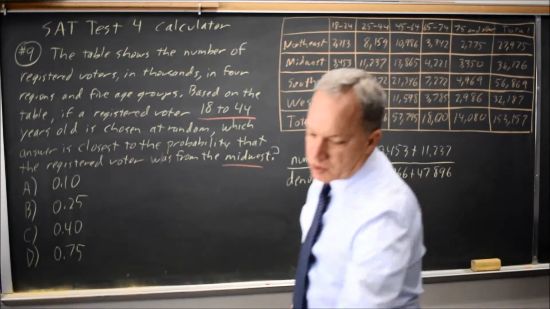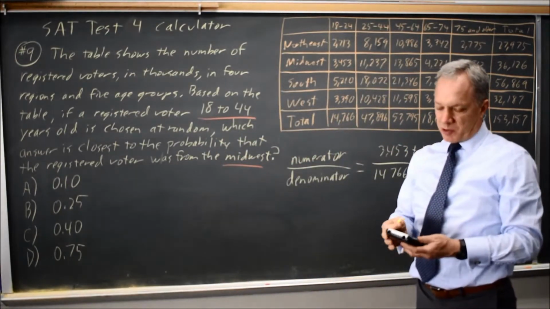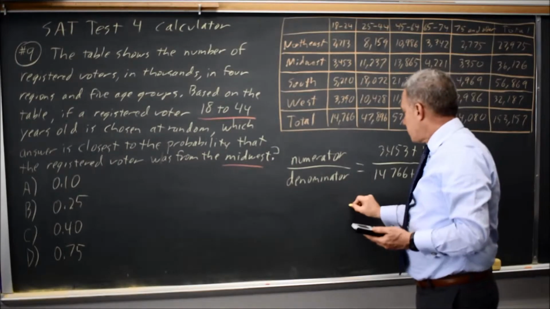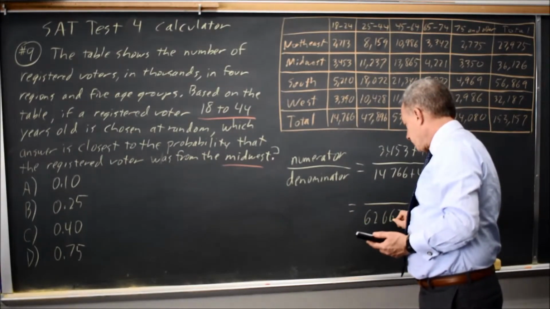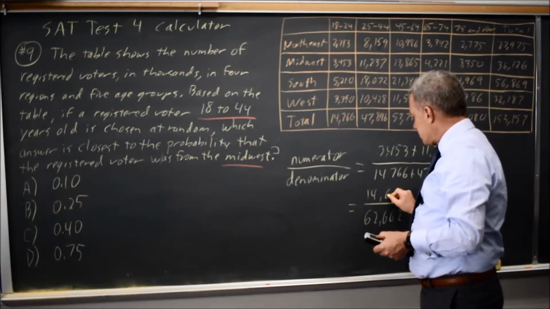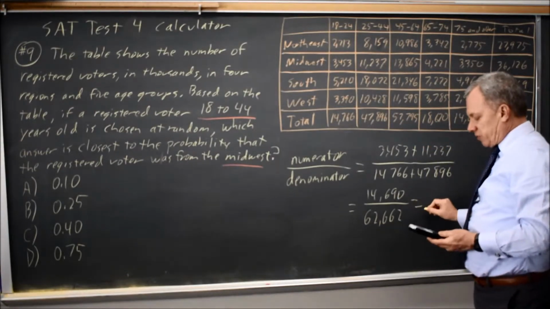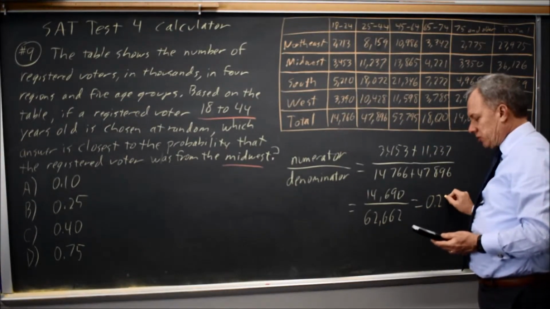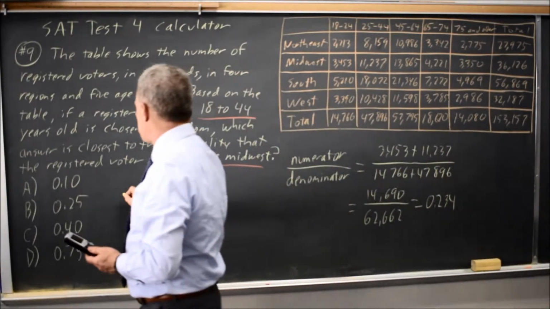And we can take that to our calculator, of course, because this is a calculator question and we don't want to trip over the arithmetic. Our denominator is 62,662 and our numerator is 14,690, and that simplifies to 0.234. The closest answer is 0.25.